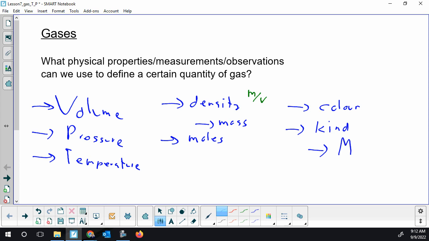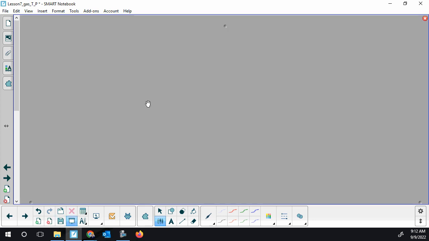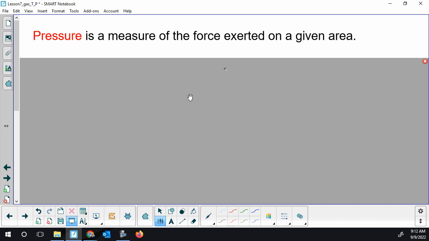Okay. So we're going to get started on the next slide, talking about pressure and talking about temperatures where we're going to begin. And then in the next lesson, we're going to get into some of the gas laws that relate volume to pressure or temperature. Different gas laws relate different 2 or 3 of those variables that I have starred. So pressure first, temperature second.